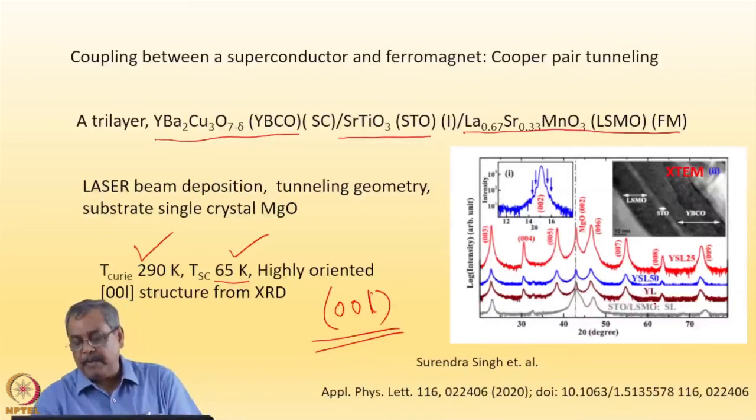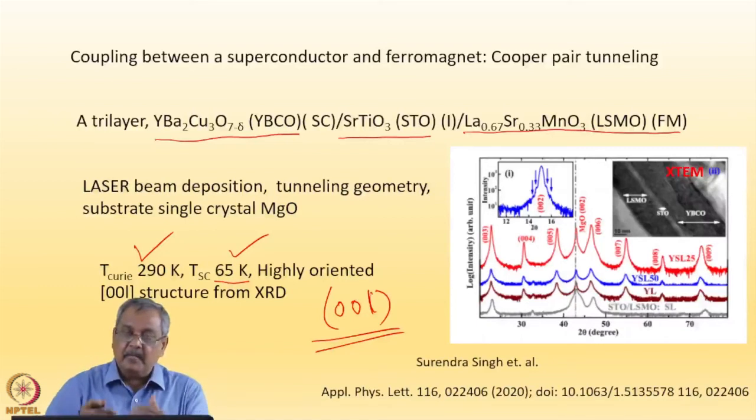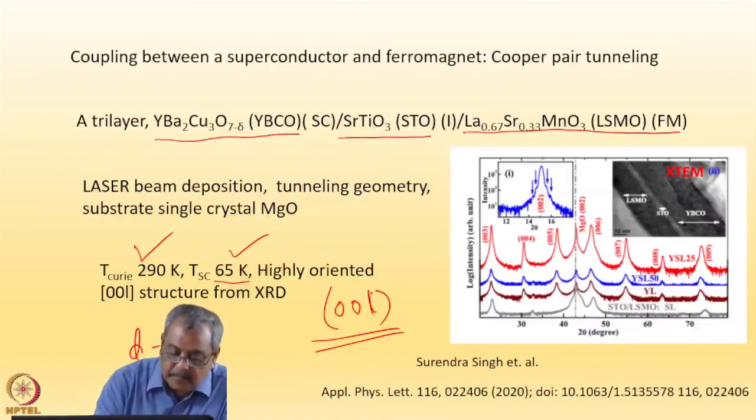If we make films of YBCO and LSMO, and YBCO, STO and LSMO, we get similar peaks. Because of the crystalline matching between these layers, we get highly oriented films. There is a reason for me telling you this, because this superconductor YBCO is a D wave superconductor.